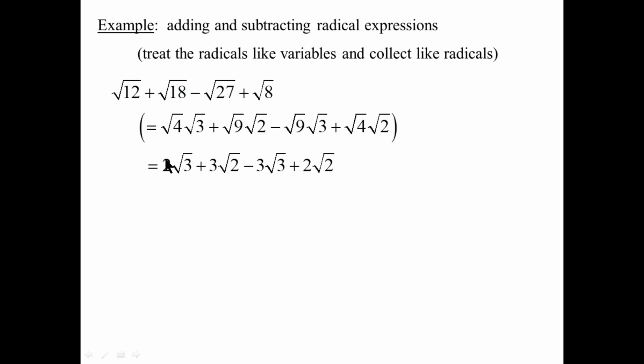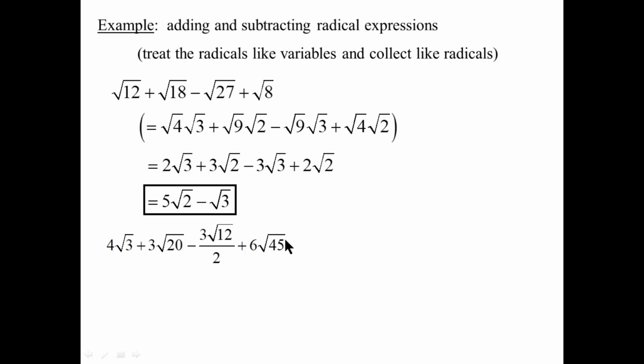Root 12, you'll think, and you'll go 2 root 3 right away. Root 18, you'll think 3 root 2. Root 27, you'll think 3 root 3, and so on. Now, we have some radicands that do match. We've got 2 root 3's minus 3 root 3's. We've got 3 root 2's plus 2 root 2's, which makes 5 root 2's. And 2 root 3 minus 3 root 3 is minus 1 root 3.